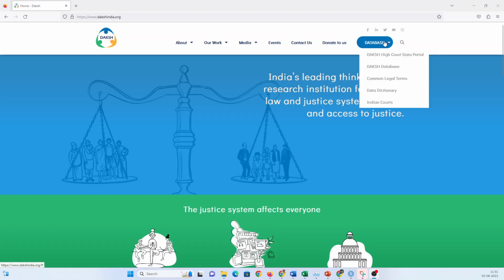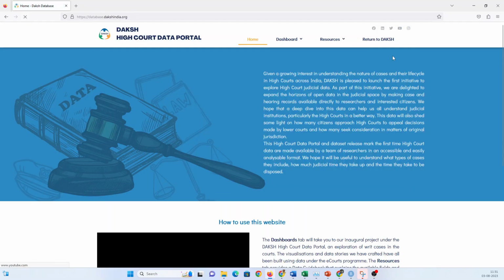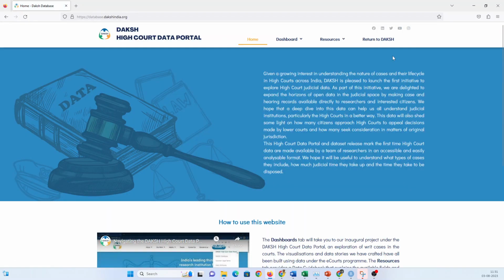You can find this portal on the main DAKSH website under the Database tab and the Data Portal link right here. This will take you to an autonomous website where we at DAKSH have been cleaning case data pulled from various high courts in India to get a sense of the trends and different types of cases that are there, and the kind of data that the e-court services system gathers and puts out for the public to engage with.